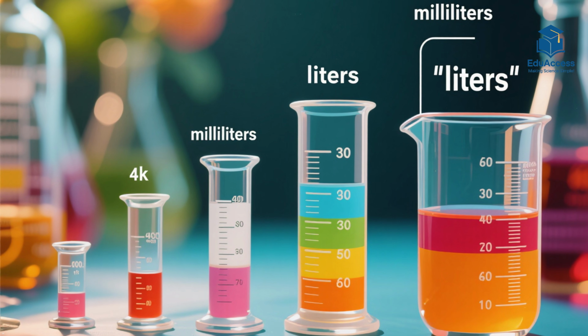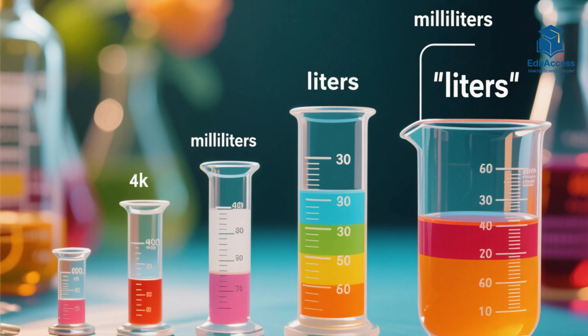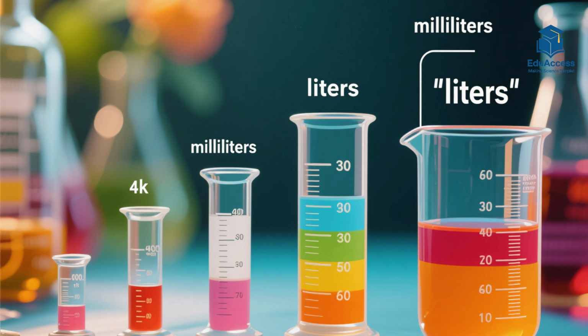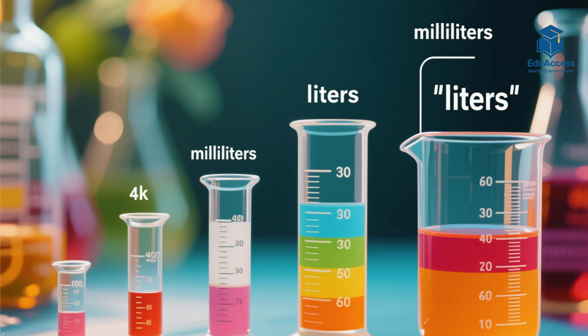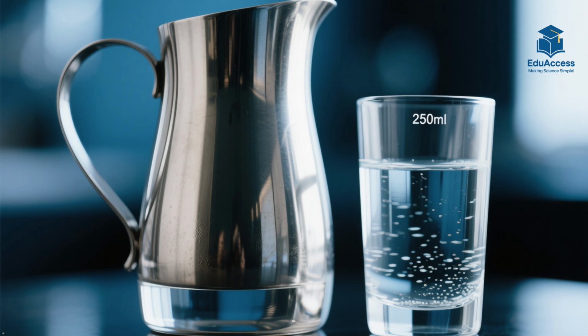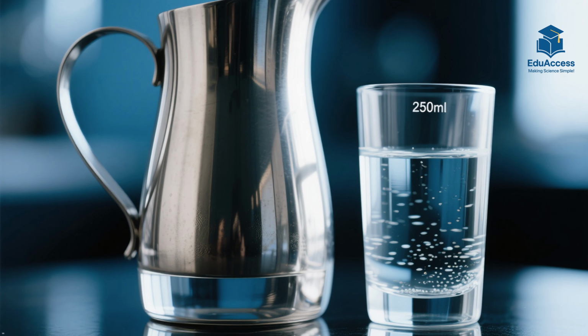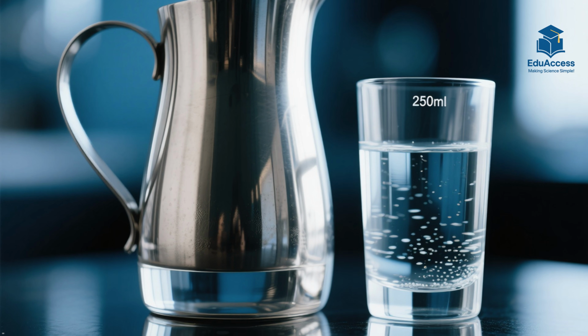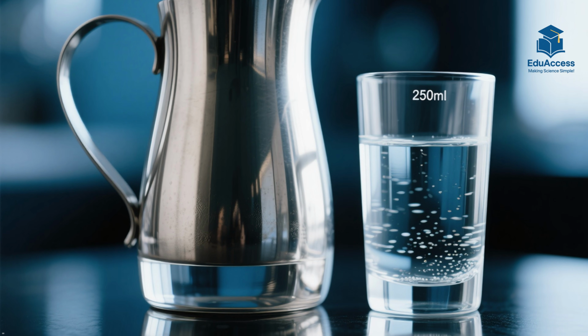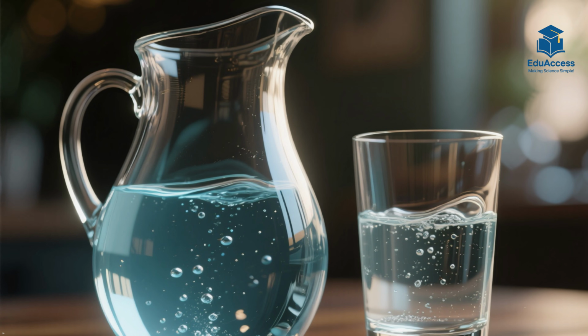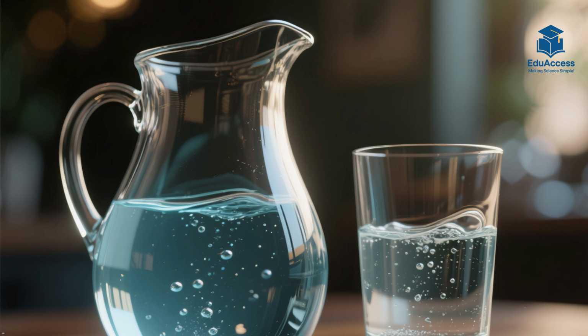This space taken by an object is called volume. Volume means how much space an object takes. We measure volume in milliliters or liters. Look at this jug. It has 250 milliliters of water. Now take this glass. It also has 250 milliliters of water. Do you see anything? Both have the same amount of water, but the water is in a different shape.